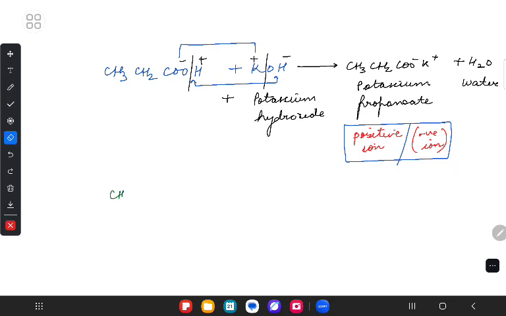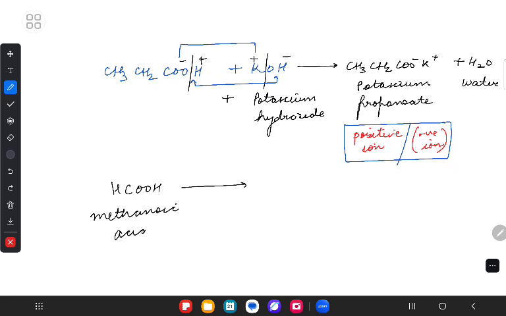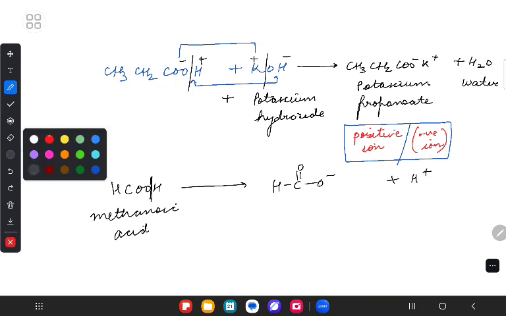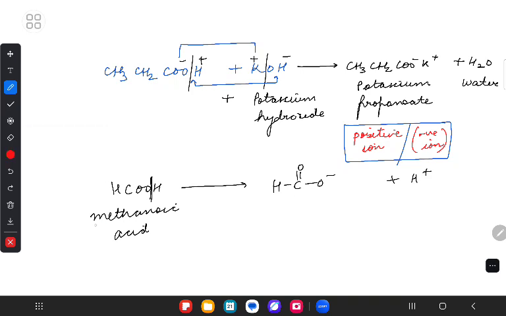Let's say I have HCOOH. This is my carboxylic acid whose name is methanoic acid. If I know the name of the carboxylic acid, I definitely know it is going to break from here, so I'm going to have a negative ion here, and H plus being released. So the name of the negative ion will be formed how? Simple. From methanoic, replace oic with oate. So the name becomes methanoate.